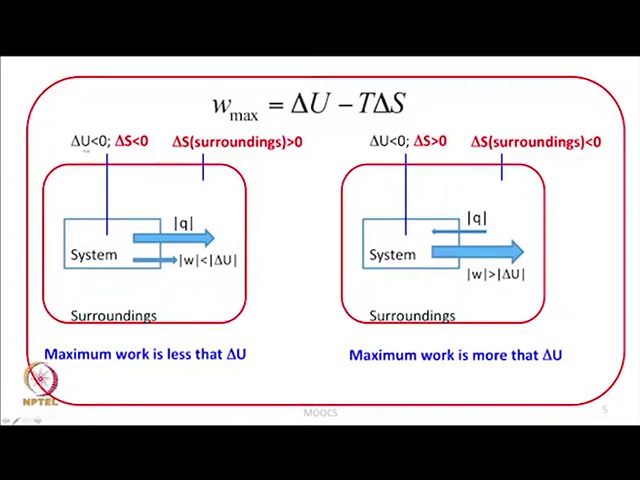Of course, delta U has to be negative. Case 1, when the change in entropy of the system is negative, the entropy of the system is going down, the system is becoming more ordered. The system's entropy decreases. According to the second law of thermodynamics, the surroundings' entropy must go up, because the second law has to be obeyed. So, how will the entropy of the surroundings increase?